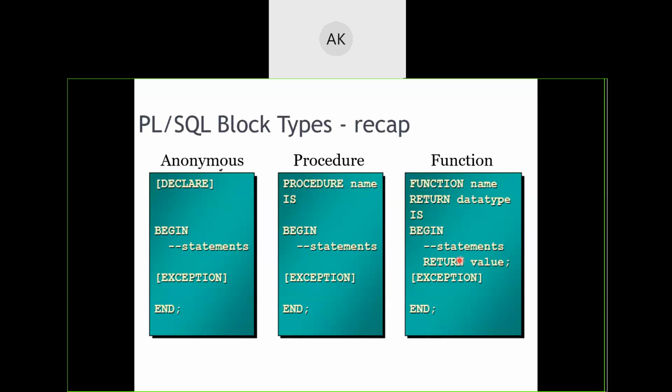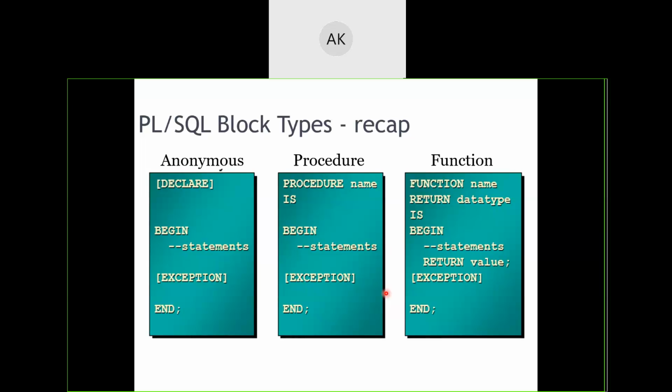But do remember, a function will always return a value, whereas a procedure will never return a value. The only difference between a procedure and a function is that a function will return a value and a procedure will not return a value. Clear? The way in which both the codes work is the same, but a function returns a value, and a procedure never returns a value. That's the only key difference between them.